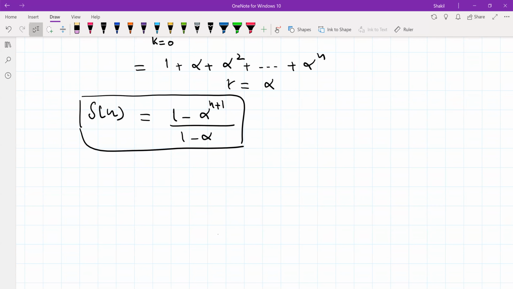In the next session, we'll determine what happens if the input is a sinusoidal function. What will be the output? All right, let me stop here.